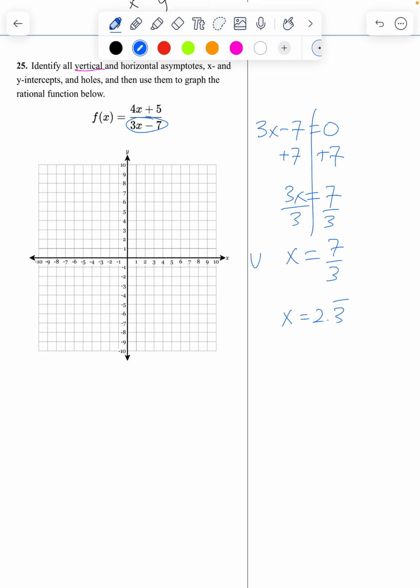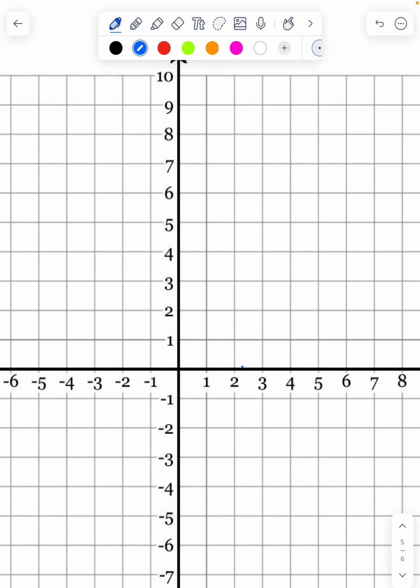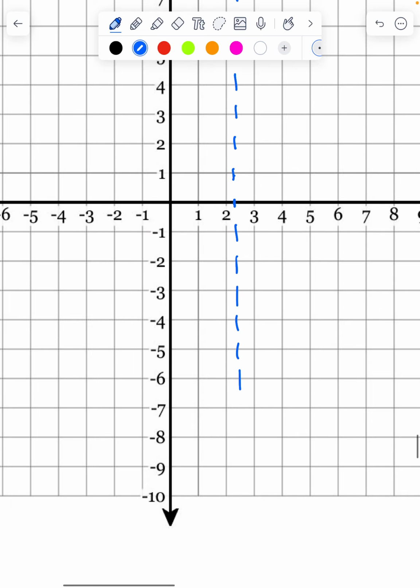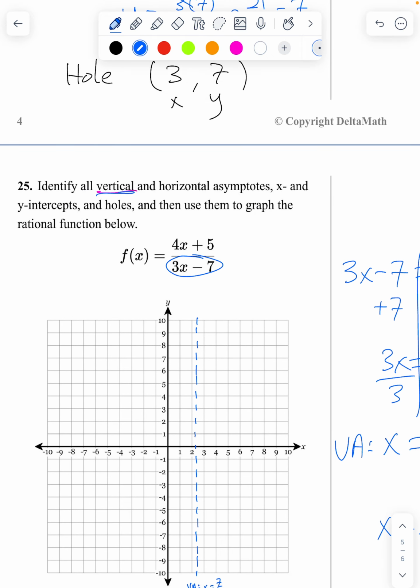So this is where I think there's a vertical asymptote. So 2.3 repeated would be like 2 and a third. So that would be right here. So I'm just going to make a little vertical asymptote here. And then I'm just going to put VA, x equals 7/3, or it's really 2 and a third. And then that should take care of the vertical asymptote.